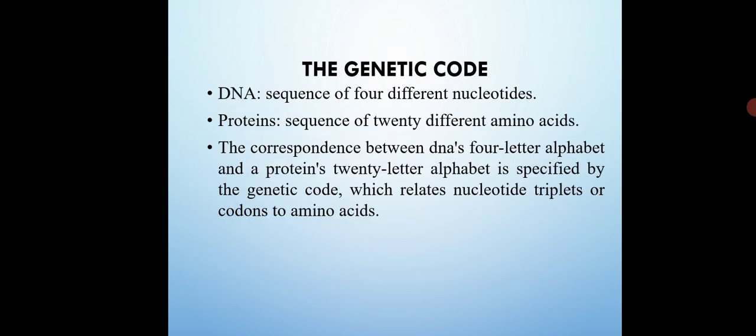And a very important concept called the genetic code. DNA has a sequence of 4 different nucleotides, and protein has a sequence of 20 different amino acids. The correspondence between the DNA 4-letter alphabet and the protein 20-letter alphabet is specified by the genetic code, which relates nucleotide triplets, or codons, to amino acids.